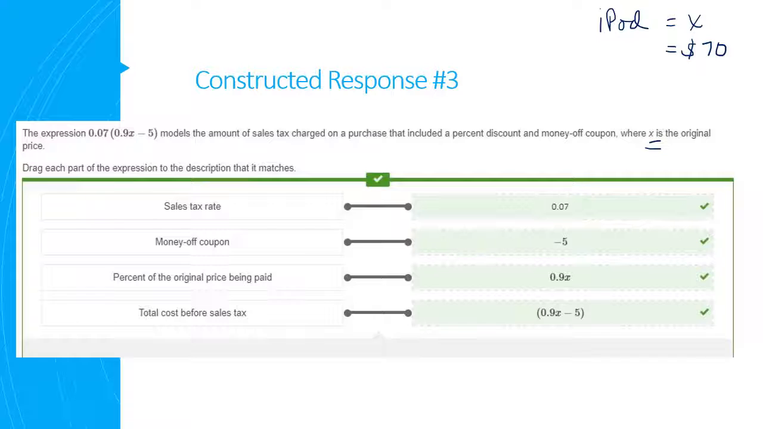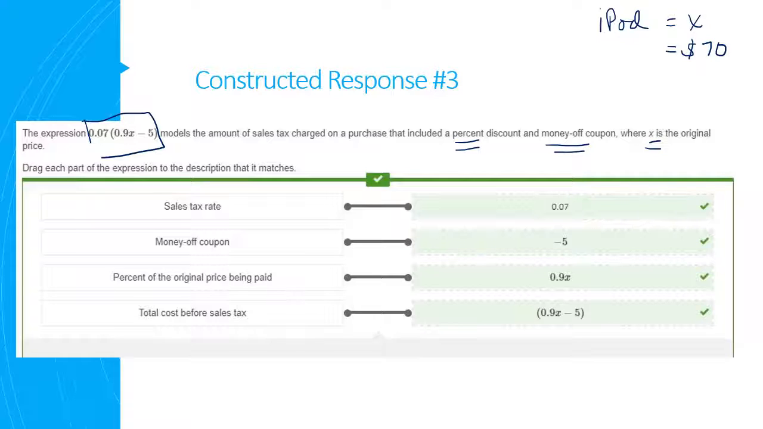So we go to the store to buy that iPod, but we have a money off coupon, so we're going to save money, and we also have a % discount. Let's say the store's having a sale. If I look at my expression, this is going to represent everything that's happening. We also have a sales tax that's charged to us when we purchase our item.